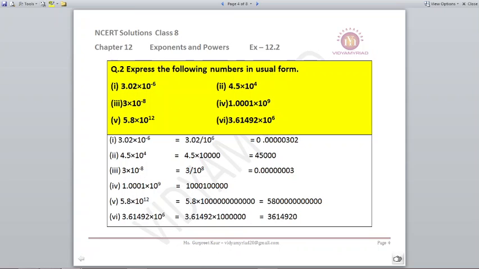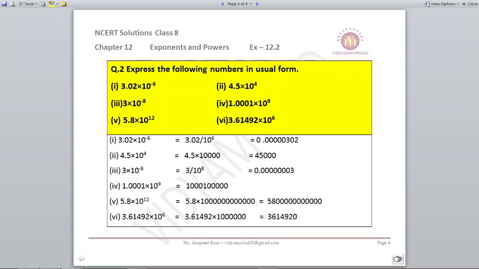Now, 1.0001 into 10 raised to power 9. So it is, if you see, positive notation. So what I will do, I will move towards my right side. The main number is 10001. 4 places are already there with me. So how many zeros will I put? 9 minus 4 I will do that, and I will put the remaining 5 zeros.